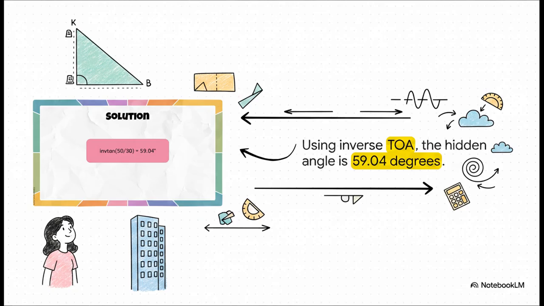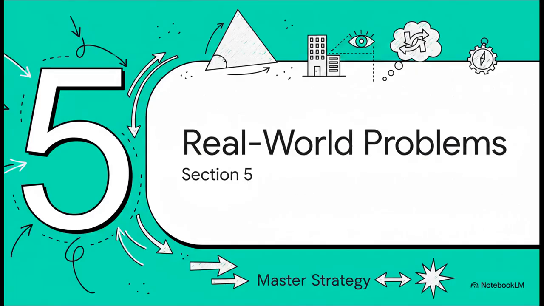Now, to work backward and actually find the angle itself, we use a neat little trick called the inverse tangent function on our calculators. You literally just punch in the inverse tangent of 50 divided by 30, and suddenly that hidden angle is right there on the screen, 59.04 degrees. It's almost too easy. And finally, section 5, real-world problem solving.